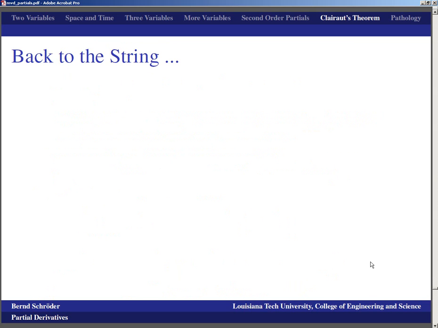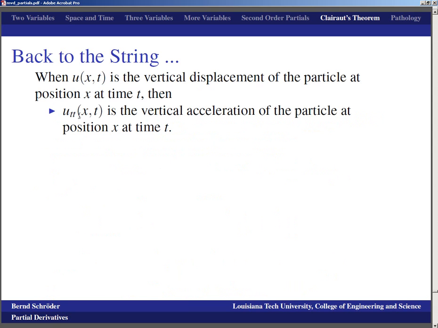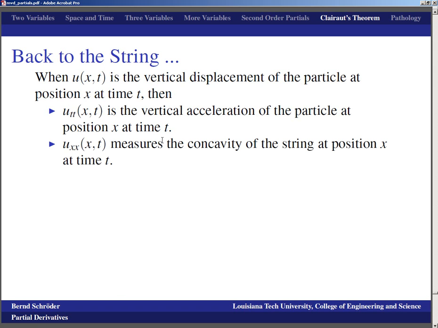If we go back to the string, well then when u of x and t is the vertical displacement of the particle at position x at time t, well then the second derivative with respect to time, well that is the second derivative of the vertical position with respect to time. The second derivative of a position is an acceleration. So this is the vertical acceleration of the particle at position x and time t.